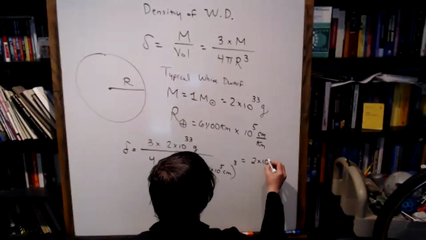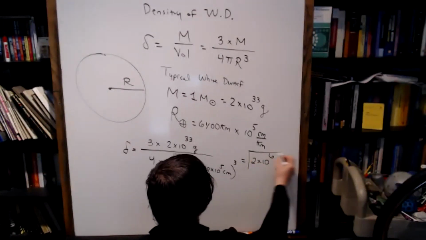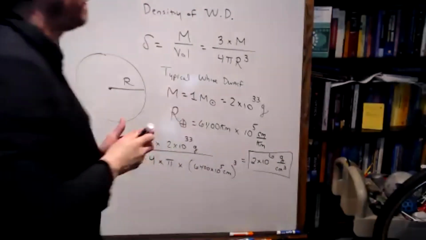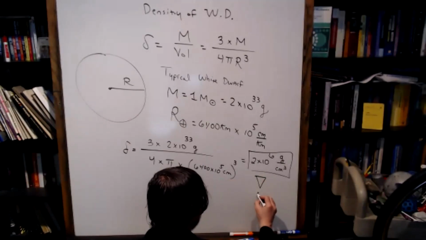So I was having trouble counting because my calculator doesn't have enough light for it apparently. So I have to do this. 2 million grams per cubic centimeter. 2 million grams per cubic centimeter.